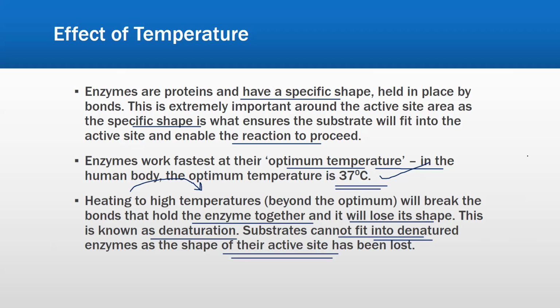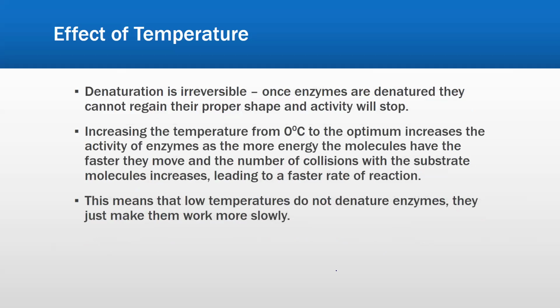When you increase the temperature, what happens? Starting off, the reaction would increase. Why? Because temperature is increasing, the kinetic energy of the molecules is also increasing. They are moving faster. Good reaction. But only to a certain temperature. Increasing temperature is good, it increases the rate of reaction, but to one extent. When it crosses the optimum temperature, then the enzyme is going to denature. Optimum temperature is the best temperature where the enzyme is working exceptionally. Denaturation is irreversible. Once the enzymes are denatured, they cannot regain their proper shape, and remember, their activity will stop.